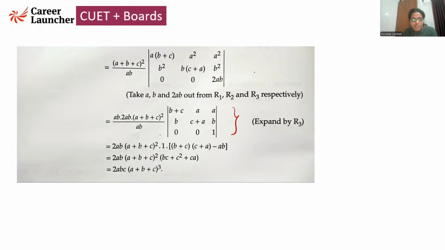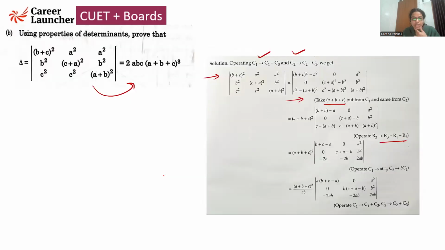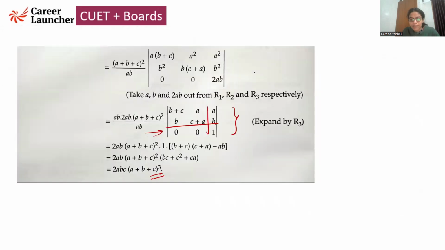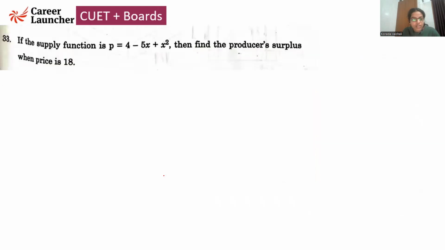Yes, now we can expand. Once we get anywhere that one of the rows is having the maximum number of zeros and 1, then we can just take away the determinant, right? So if we solve this further down, you will get the required expression. This question is tough in terms of what row operations and column operations you might be using, and this is how we will do it.